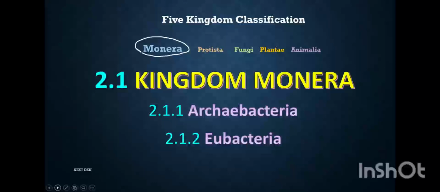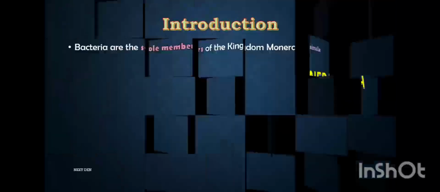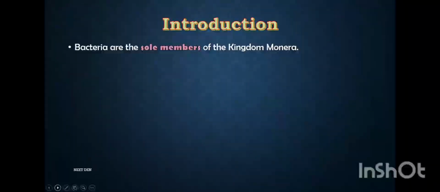So let us see what is Kingdom Monera first. We will just see the introduction of Kingdom Monera. Monera consists of bacteria, all the bacteria. I'm sure everybody knows what are bacteria. We talk about bacteria so often. We ourselves get so many bacterial infections.